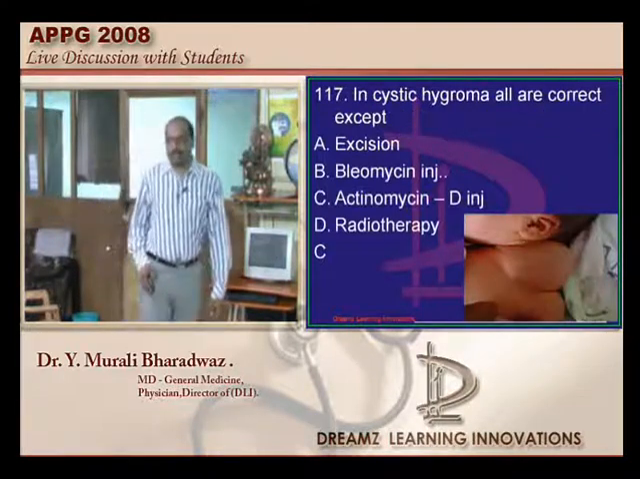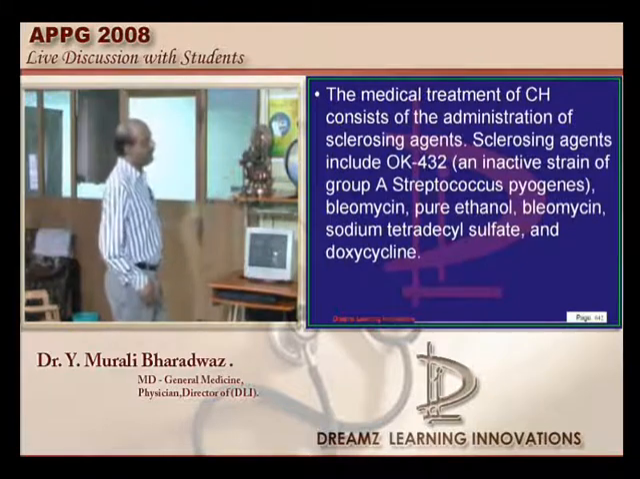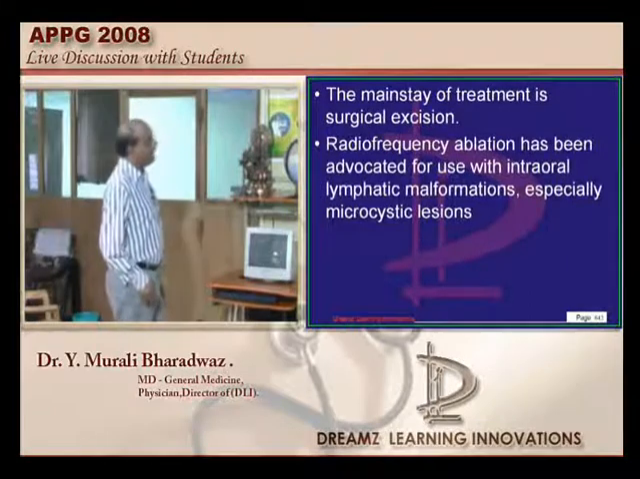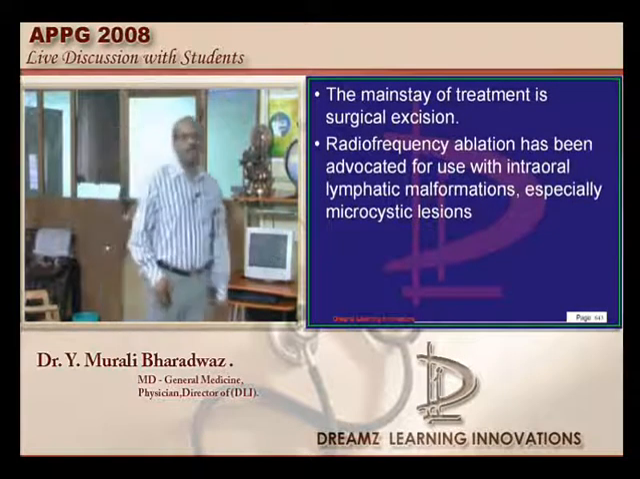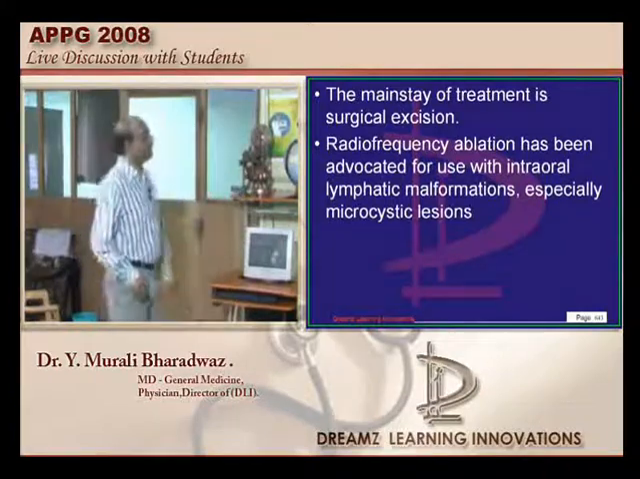In cystic hygroma, what is the management, doctor? Radiofrequency ablation can be done. You can use a sclerosing agent like bleomycin very much, but on any given day excision is considered the mainstay of management, so actinomycin becomes the odd man out in the options given.